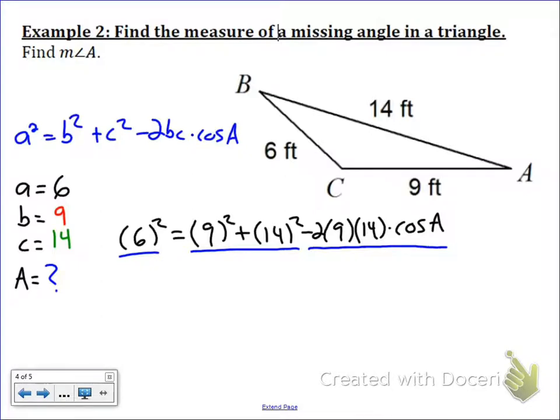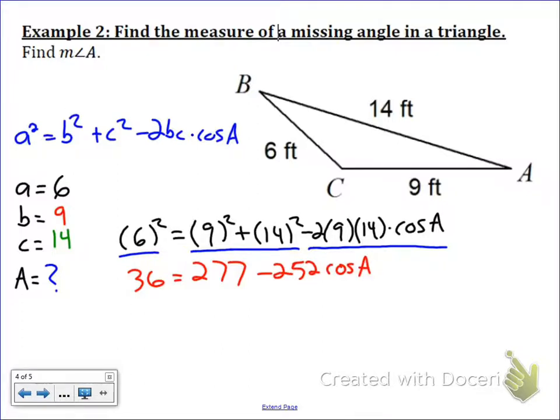6 squared we know is 36. For this next part, the 9 squared plus 14 squared, we can go ahead and use our calculator for this. Just type in 9 squared plus 14 squared. Gives me 277. And then I'm going to do minus negative 2 times 9 times 14, which is negative 252, times the cosine of A.